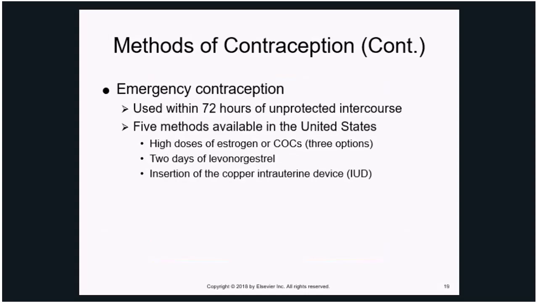Emergency contraception is used within 72 hours of unprotected intercourse. There are 5 methods available in the United States: high doses of estrogen in birth control pills, 3 options, 2 days of levonorgestrel, and insertion of the copper IUD.